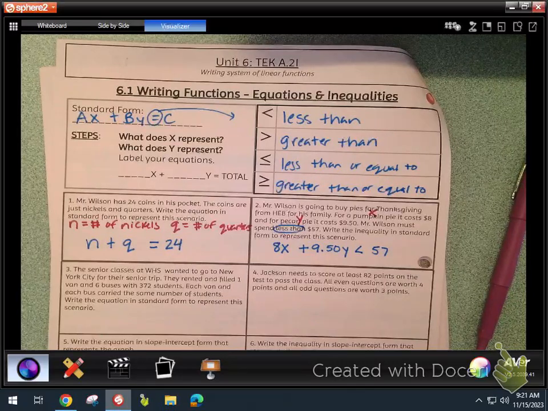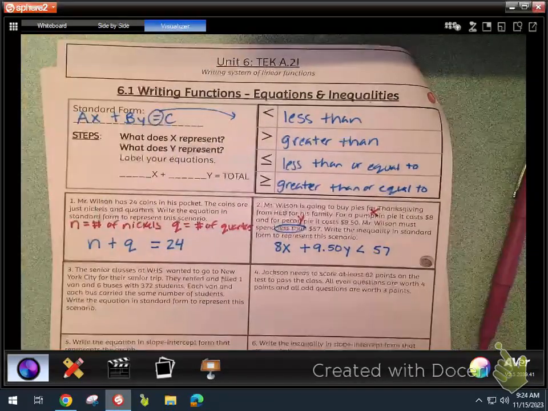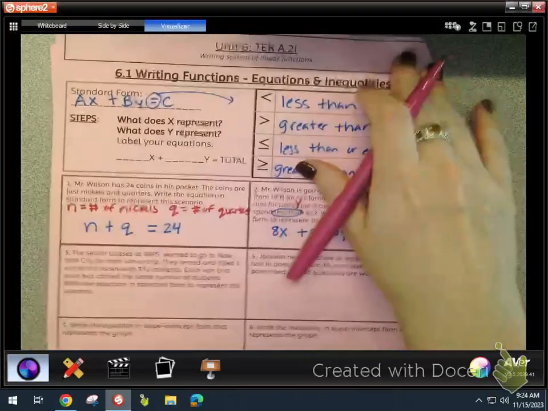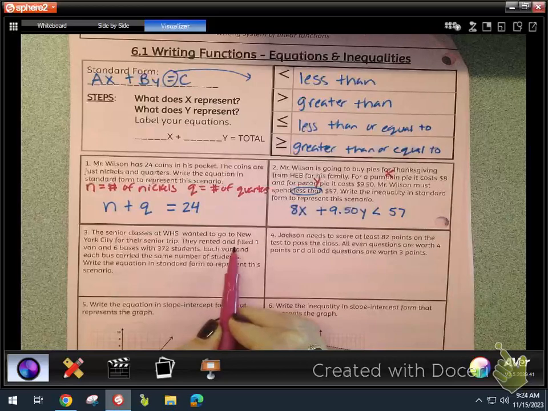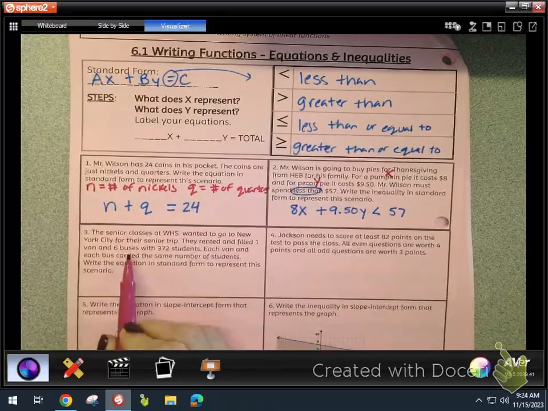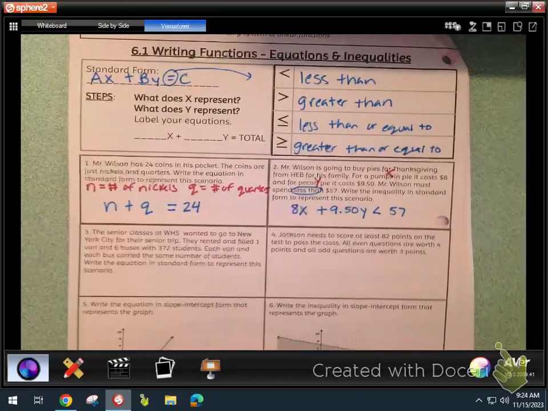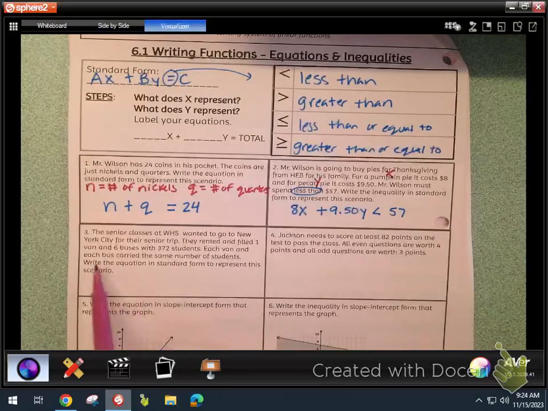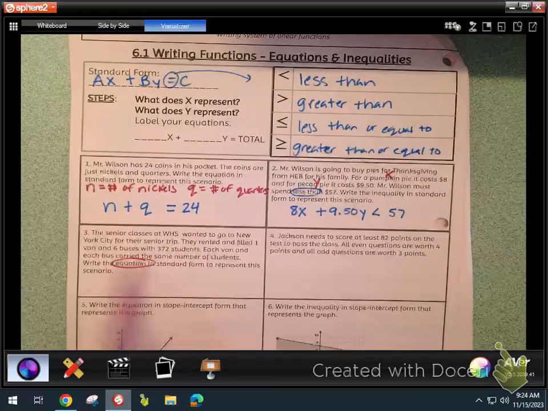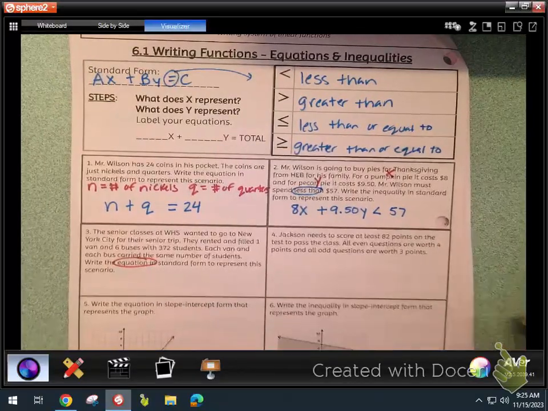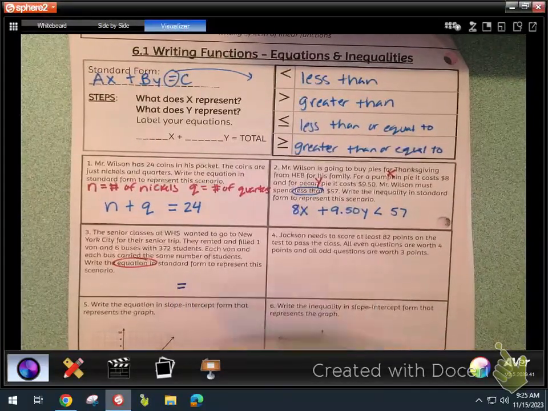All right. You guys try 3 and 4. If you can do number 3 and 4. Let's talk about 3. Senior class wants to go to New York City for their senior trip. They rented and filled 1 van and 6 buses with 372 students. Each van and each bus carried the same number of students. Write the equation. There's kind of a giveaway. What symbol is going to be in this? An equal sign.